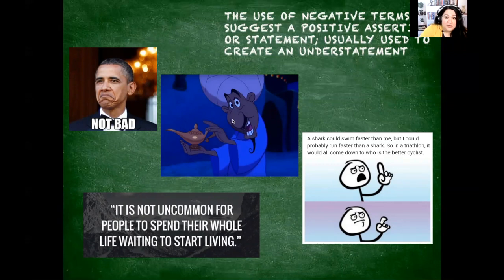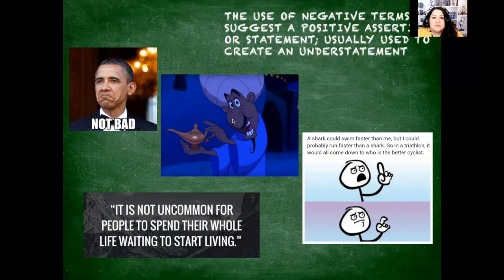This guy from Aladdin, remember him? This is no ordinary lamp. Instead of saying, this is a special lamp, he says, this is no ordinary lamp. And he does that because basically he's saying, I know what you're thinking. You think this is a piece of junk, but it's not, right? And so it's a little more intriguing than just saying this is a special lamp.